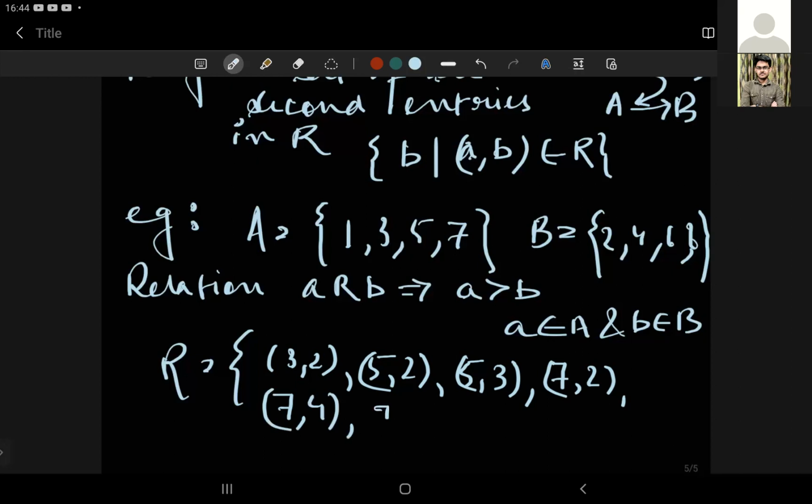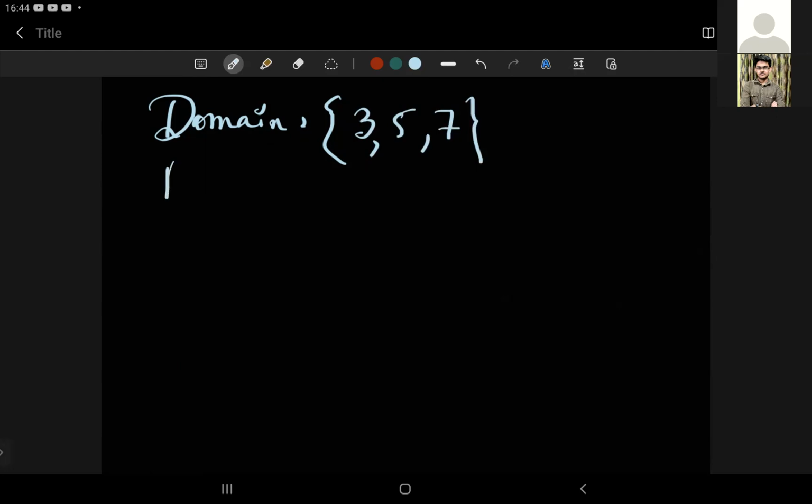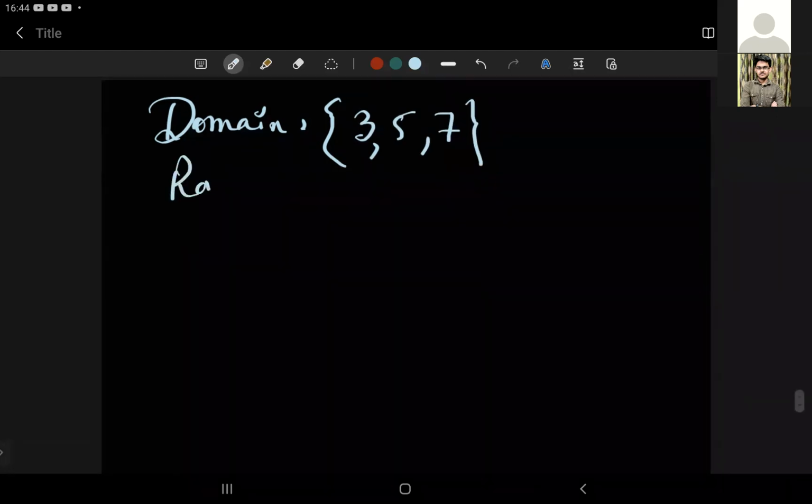I think there are 6. Yeah, 6. I also think there are 6 elements. I just made the set by myself, so yes, there are 6 elements. So here, what is the domain then? The domain will be the set 3, 5, 7. And what is the range? 2, 4, 6.